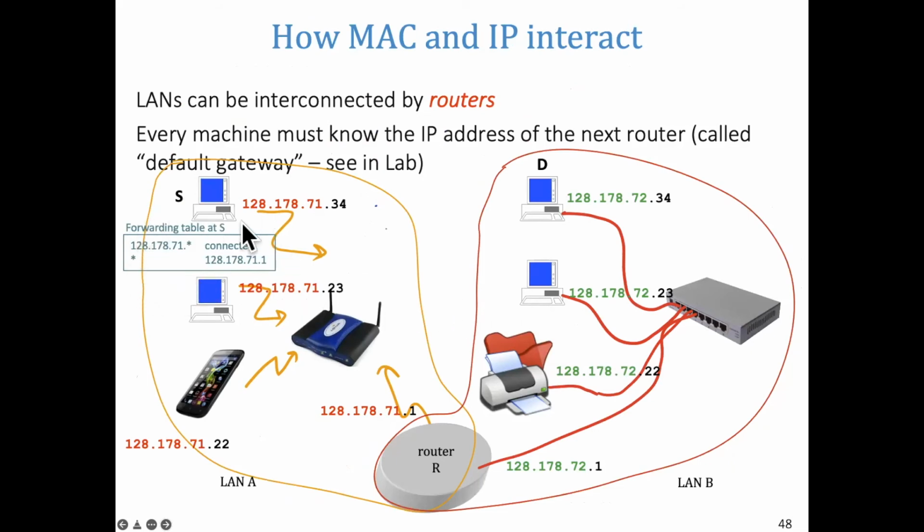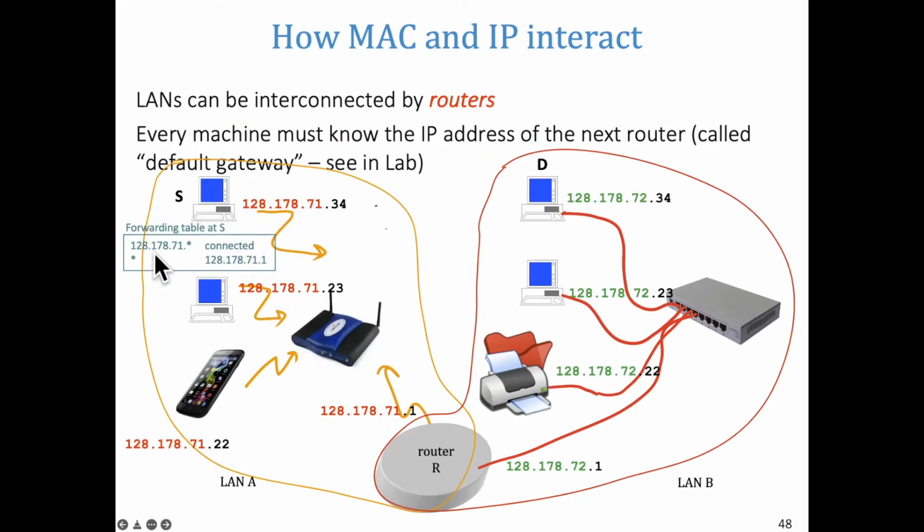And we see the forwarding table of a device. Well, the forwarding table of a device mostly has two lines. One line is to know which devices it is directly connected to. So whenever you want to send a packet to a destination, you check whether this destination is in the same LAN as you.